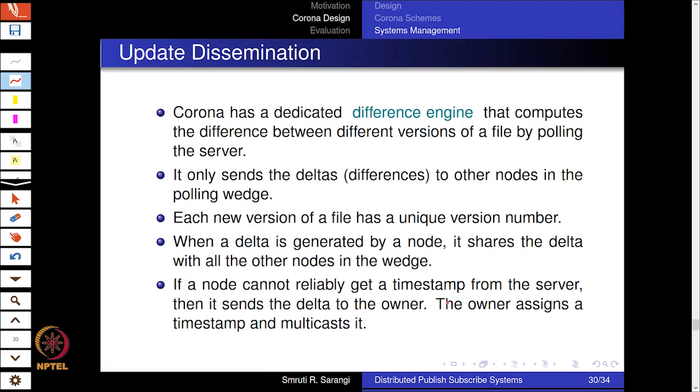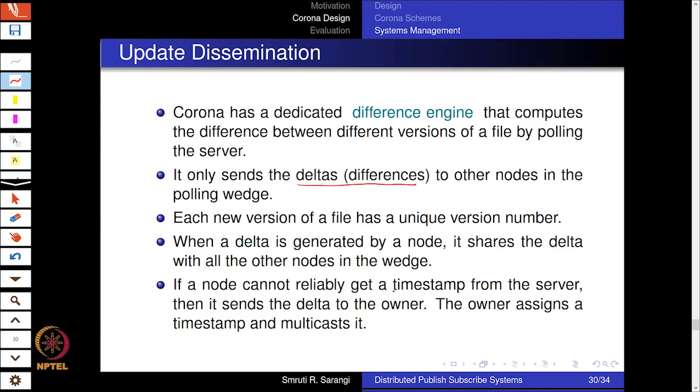Corona has a dedicated difference engine that computes the difference between different versions of a file by polling the server. It will only send the deltas, or the differences, to other nodes in the polling wedge. It doesn't send the entire file, only the deltas. And each new version of a file is given a new version number. And definitely it will share the delta with other nodes in the wedge and also send it back up to the owners. This is what I mentioned previously, a slide ago.